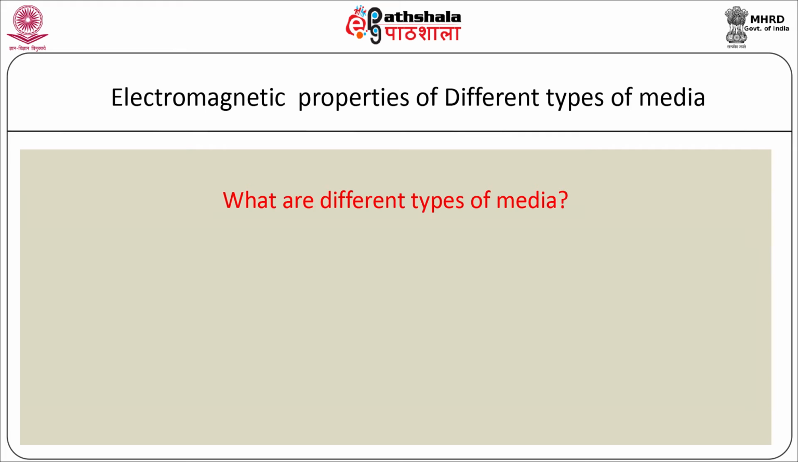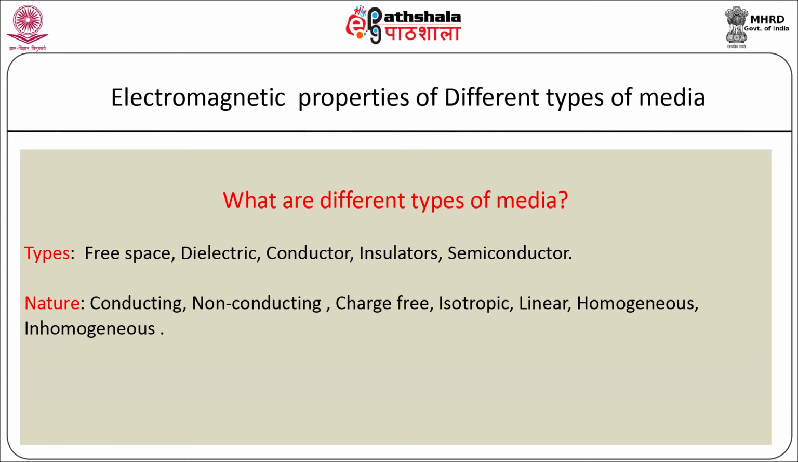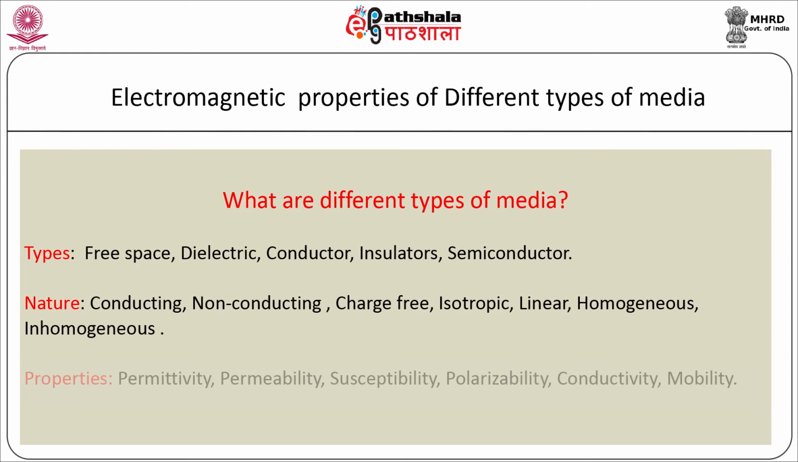What are different types of media? In electromagnetics, we talk about different types of media such as free space, dielectric, conductor, insulator, semiconductor, etc. We use the terms isotropic, linear, homogeneous, inhomogeneous, etc. as regards the nature of the media. We define various types of physical quantities to account for various types of properties like permittivity, permeability, susceptibility, polarizability, conductivity, mobility, etc. Let us try to understand the meanings of some of them.